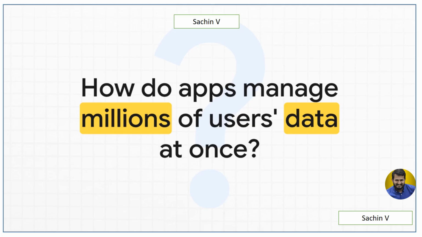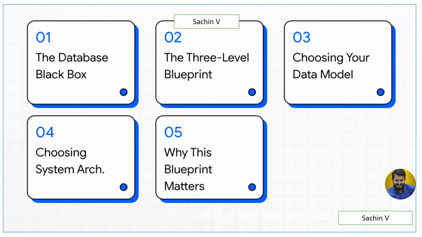for short. So here's our game plan. First, we're going to define what this black box thing actually is. Then, we're going to peek inside at the universal blueprint that almost every database is built on. After that, we'll get into the fun stuff, the different styles of databases you can build and where you can put them. And finally, we'll wrap it all up by talking about why this blueprint is so incredibly important.